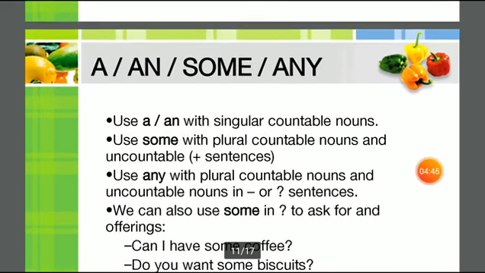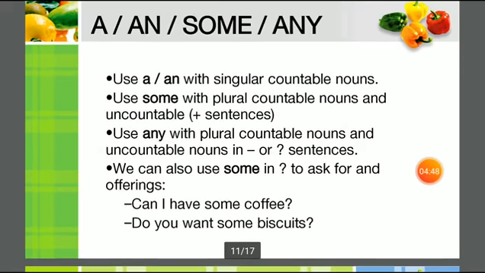And then use a, an with singular countable nouns. Use some with plural countable nouns and uncountable nouns in positive sentences. Use any with plural countable nouns and uncountable nouns in negative sentences and questions. We can also use some to ask for or offer something. Can I have some coffee? Do you want some biscuits?